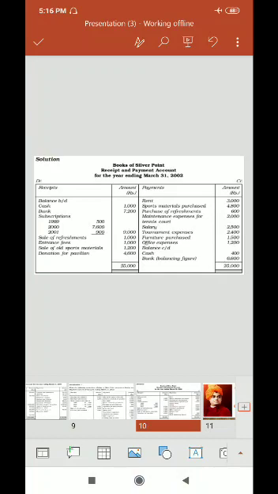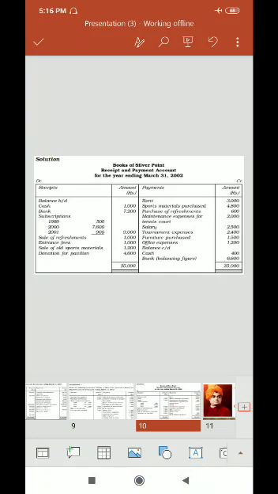Means these all are your payments or expenditures. Purchase of refreshments, by purchase of refreshments 600. By maintenance expenses for tennis court 2,000. Salary 2,500. Tournament expenses 2,400. Furniture purchased 1,500. Office expenses 1,200. And the last is your by balance carried down.